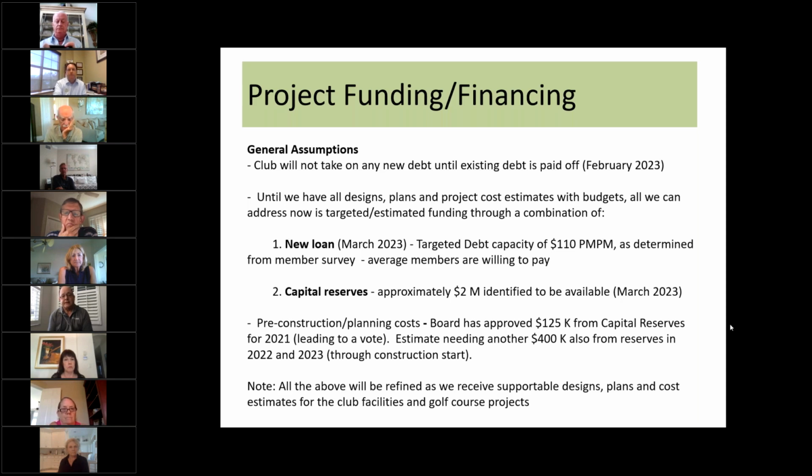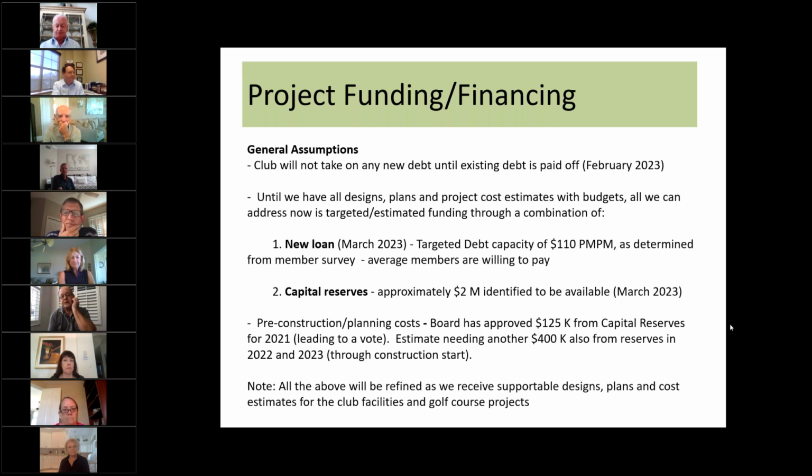The loan would not be taken on until, again, as the old debt is paid off. So that would be March of 2023. The targeted debt capacity would be $110 per member per month, as was determined from the member survey that was done back in the early part of 2020. And that was what the members, not average members, but the average of members, are willing to pay according to that survey.